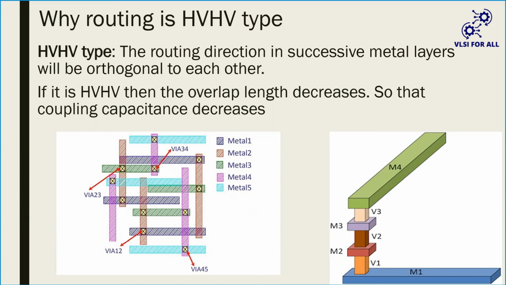Okay, coming to the routing type, I am giving you here. It is horizontal, vertical, so that coupling capacitance reduces. That's it.